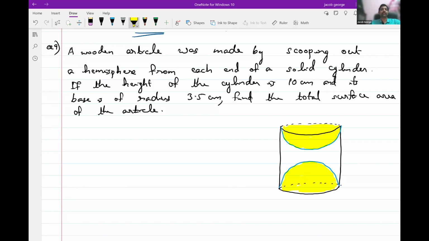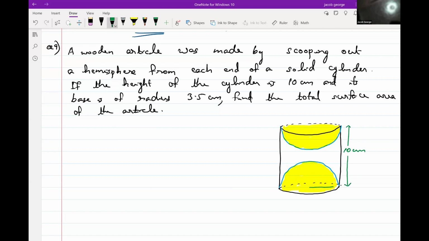So this is the area: CSA of cylinder plus CSA of two hemispheres. So we can write the dimensions like this. Height of the cylinder is 10 centimeters.